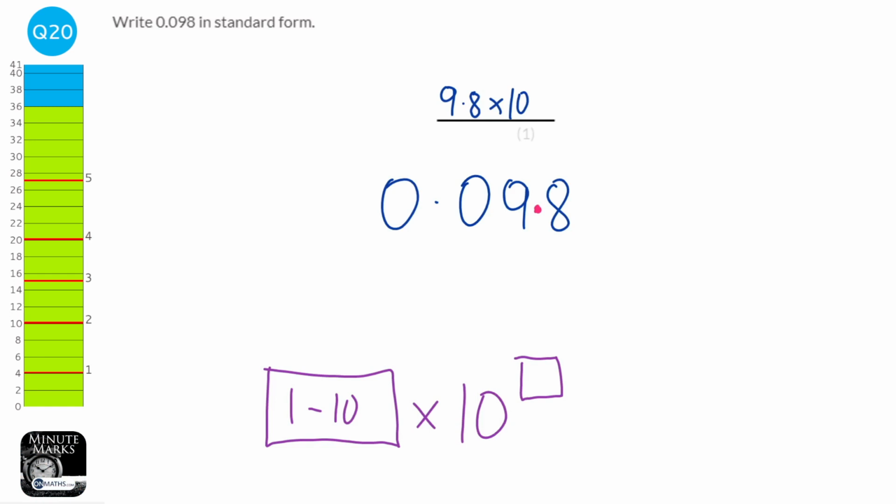Next, we've got to find out what the power is going to be. So first of all, if it's a small number, if it's a number less than 1, which this is, it's a small number, it's going to be a negative power. And the next thing we do is work out how many jumps we had to do. So it would be 1, 2 jumps between where the decimal point was and where it is now. So 2 jumps means it's going to be to the power of -2.